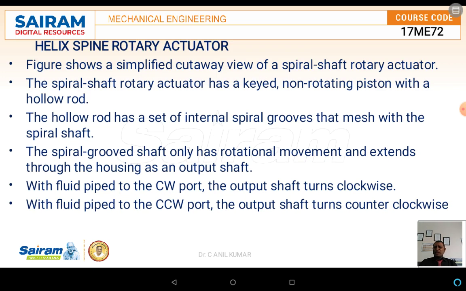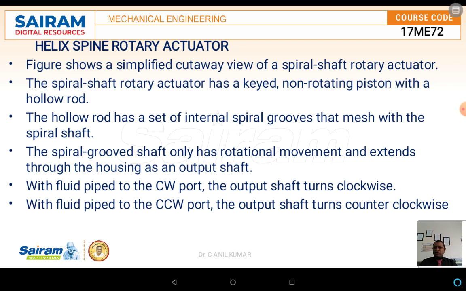Next one is the helix spline rotary actuator. The helix spline rotary actuator is another actuator which comes under the category of a spiral shaft rotary actuator. Here it is a non-rotating piston with a hollow rod. The hollow rod has a set of internal spiral grooves that are meshed with a spiral shaft. The spiral groove shaft only has a rotational movement and extends through the housing.